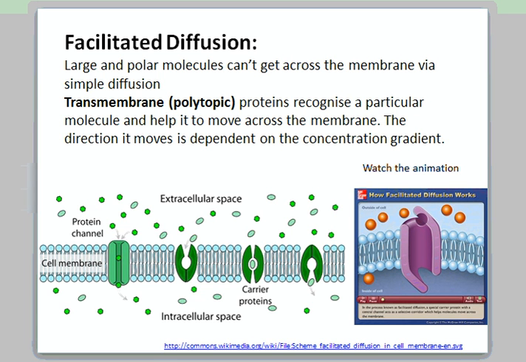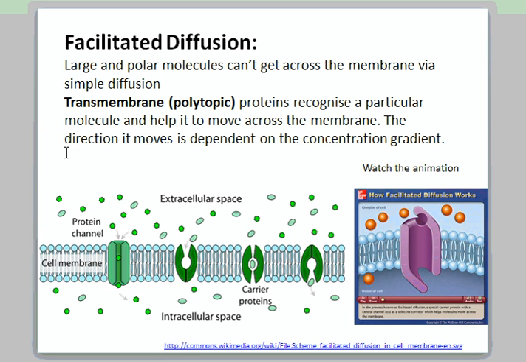There's also facilitated diffusion. So simple diffusion was just molecules crossing by themselves. In facilitated diffusion, we have transmembrane proteins, so these integral proteins that go the length of, or through, the membrane are helping to move particles into the cell.